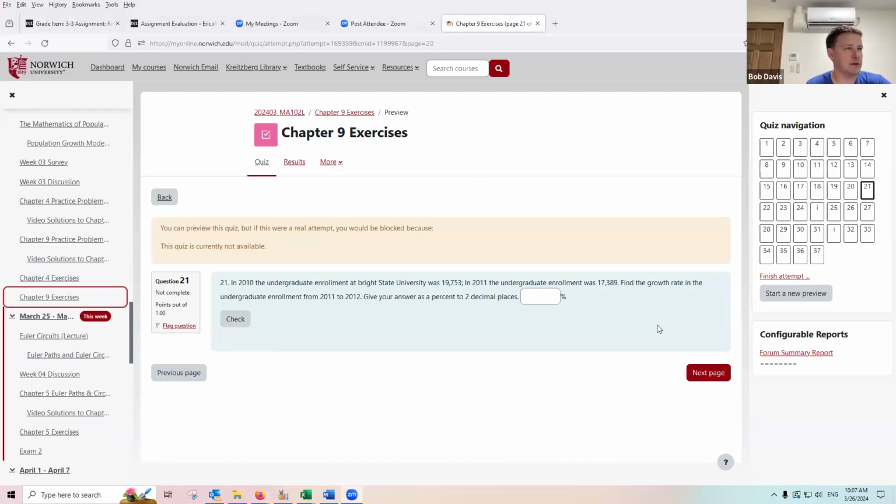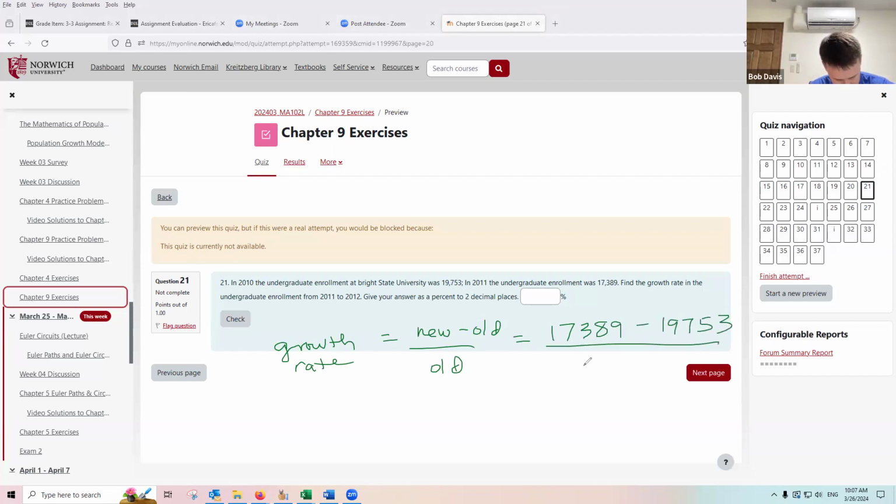2010 and 2011. Okay, so we're going to take the new, 17,389, minus the old, 19,753, divided by the old, 19,753, times 100%. All right, so let's see.